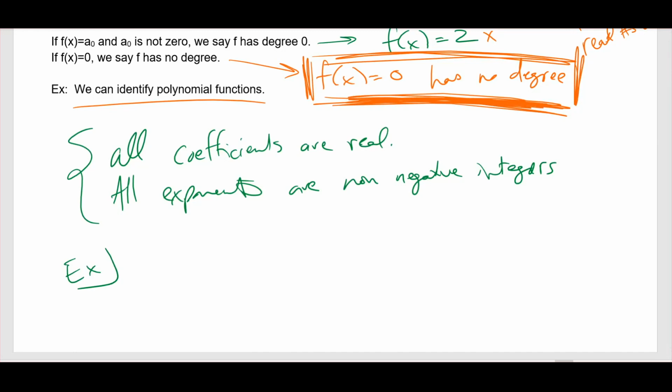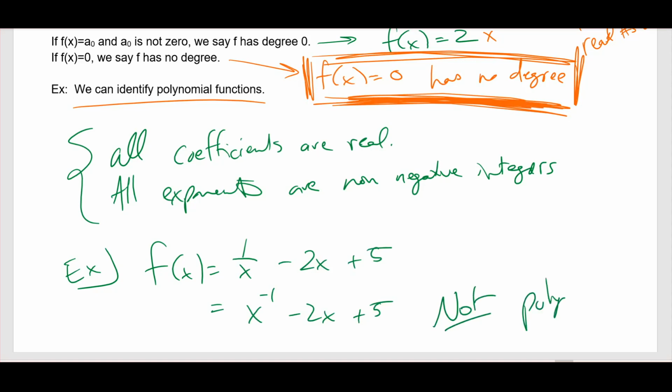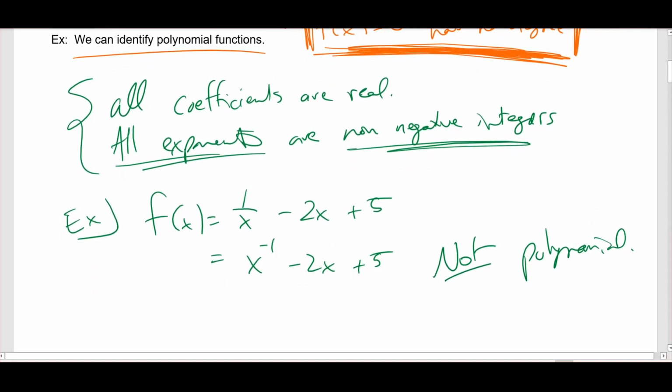So maybe a couple examples of what's not a polynomial function, right? If I have something that looks like this, this is not polynomial because of this one, right? That exponent, if we were to write that with exponents, we would have -1, right? So this is not polynomial, because all exponents need to be non-negative integers. Other examples of things that are not polynomial are when a coefficient is not a real number, like square root of -1, that wouldn't be included.